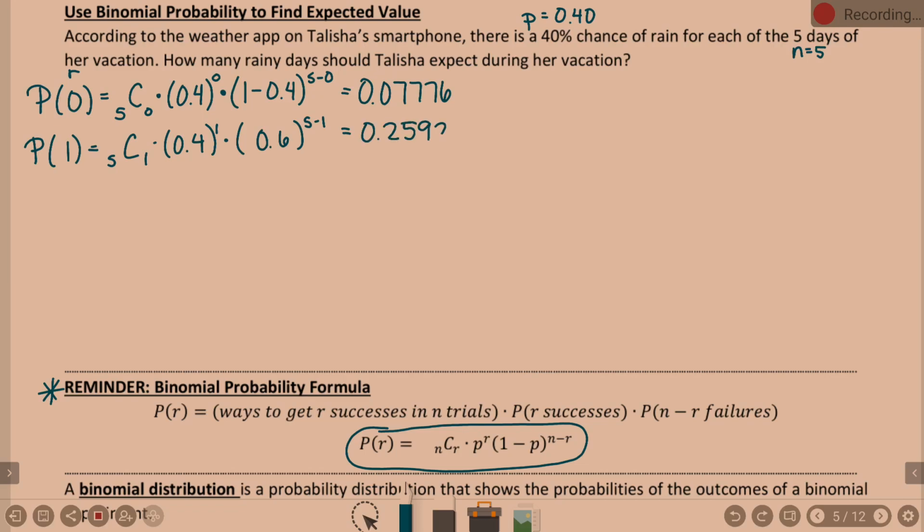Are we figuring out a way these work on the calculator? Okay. Probability of 2. 5C2. 0.4 raised to the second. 1 minus 0.4, which is just 0.6, to the 5 minus 2, which is 3. 0.3456.